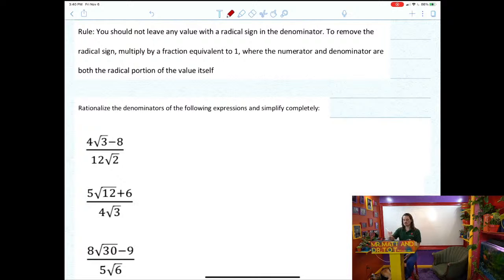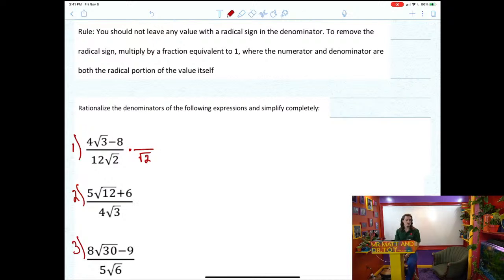I'm going to solve number 1 with you to give you some notes, and then you're going to look at 2 and 3 individually. So looking at 1, we have 4 root 3 minus 8 quantity divided by 12 root 2. I want to get rid of that root 2 in the denominator. So I'm going to multiply it by root 2, because if you multiply by the radical itself, that's equivalent to root 2 times root 2, or in other words, root 2 squared, because it's something times itself.